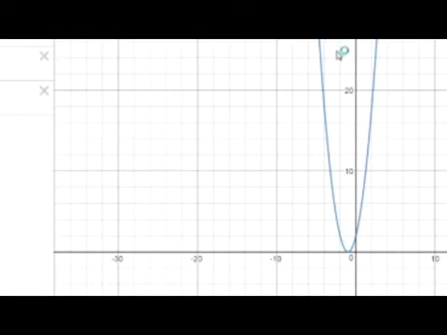Alright, so now let's take a look at the graph of this equation that we just solved. We said that this was equal to 0. We found that the x value that satisfies this equation is negative 1. So we come down here, look, there's negative 1. And when x is negative 1, y is 0. So that's what this means when we solve the quadratic equation: we're finding that x value that satisfies the equation.